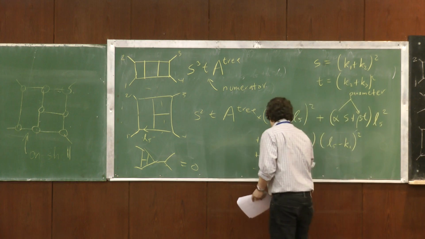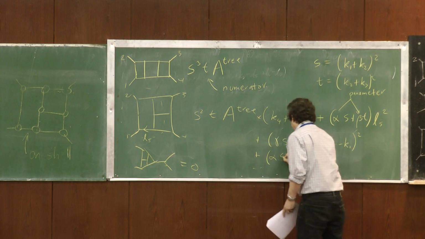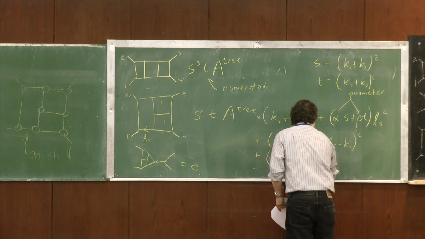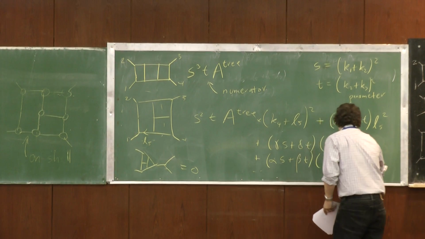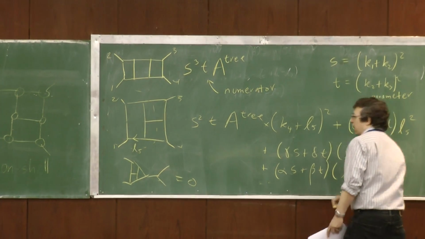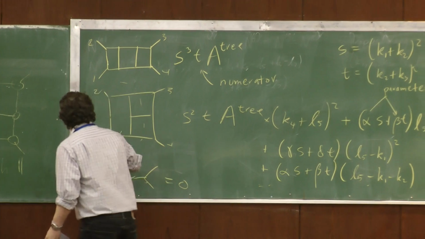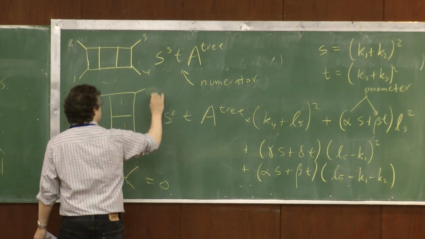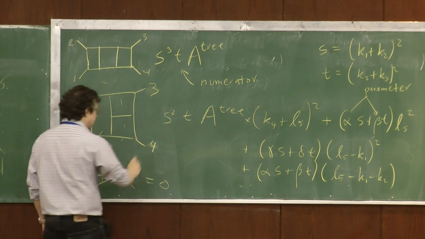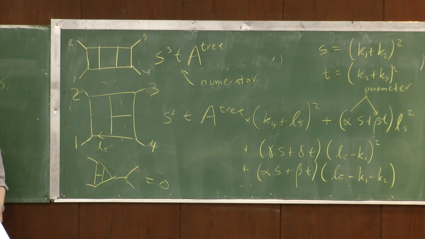So in fact, I'll do that. Same parameter, alpha s plus beta t, and then L5 minus K1 minus K2 squared. And here I have 1, 2, 3, and 4. Now, can I add anything else?